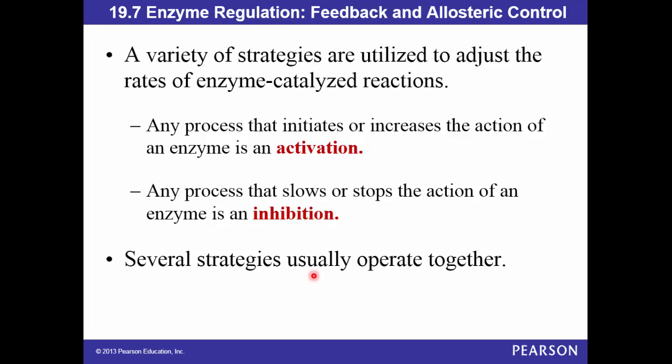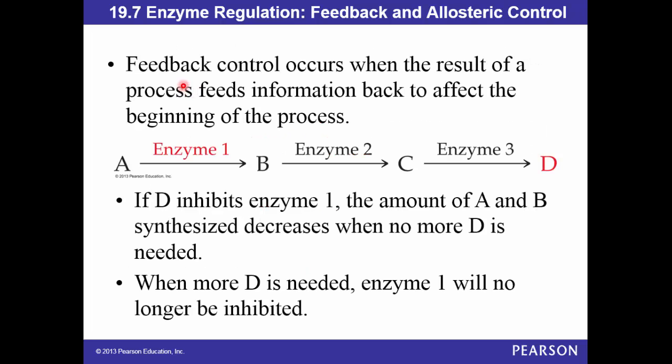Several strategies usually operate together. Feedback control occurs when the result of a process feeds information back to affect the beginning of the process. Here we have a series of reactions, A going to B, B going to C, and C going to D, with 3 enzymes, 1 and 2 and 3. Now, if D inhibits enzyme 1, the amount of A and B synthesized decrease.